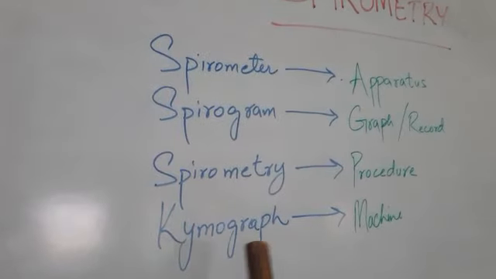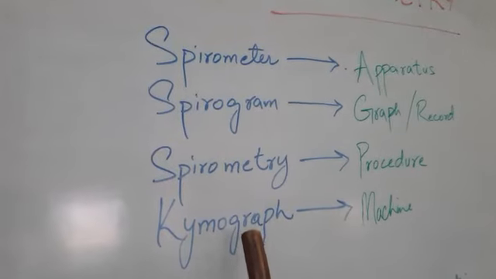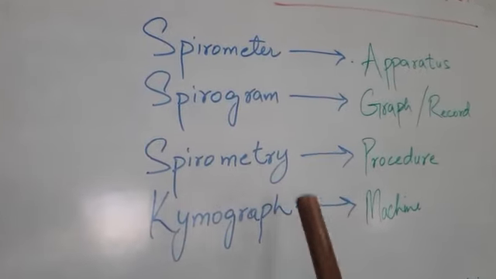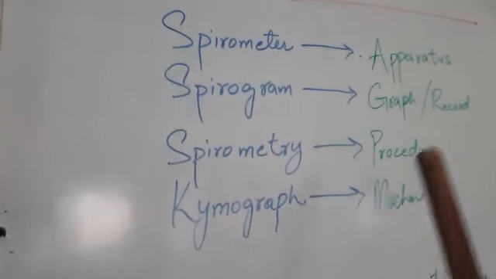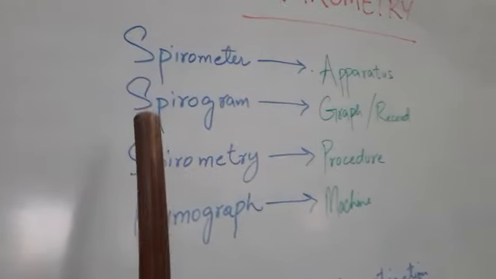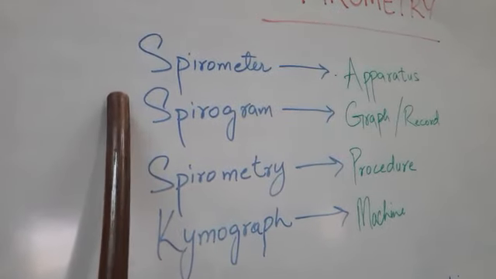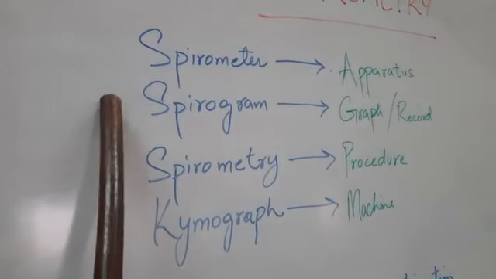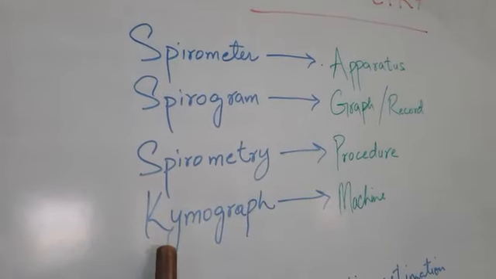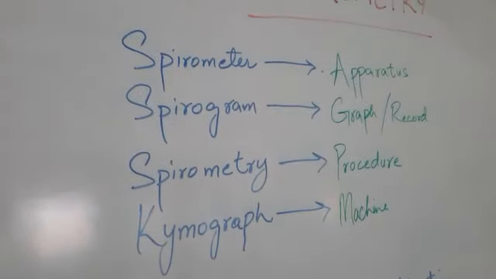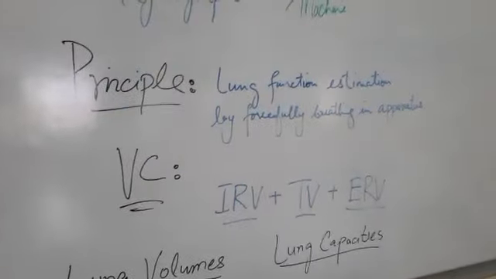It is called kymograph. The word graph is confusing. This kymograph is a machine, not the graph obtained by the procedure. So you have to remember the difference between the spirogram and kymograph. Kymograph is a machine and spirogram is a graph which is obtained by the procedure.